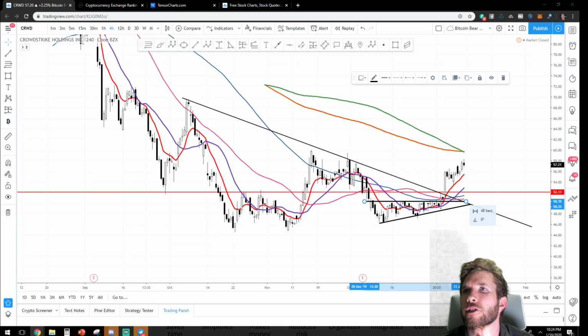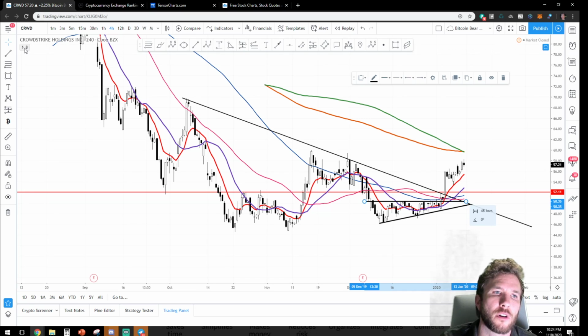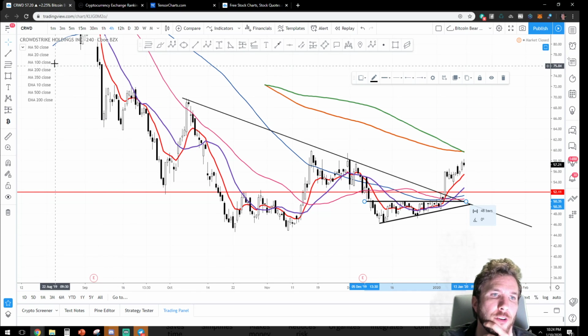What moving averages do you use? I just went over them. Just go back and look at my chart. I use a ton. I use like 20 different moving averages. 20 MA, 50 MA, 21 EMA, 100 MA, 200 MA, 350 MA, 10 EMA, 500 MA, 200 EMA, 1184 MA, which is essentially the weekly 200 MA.